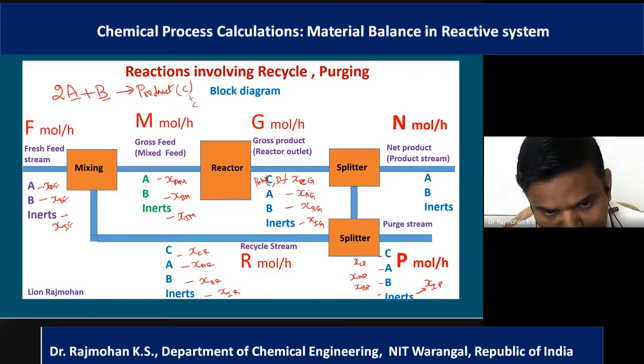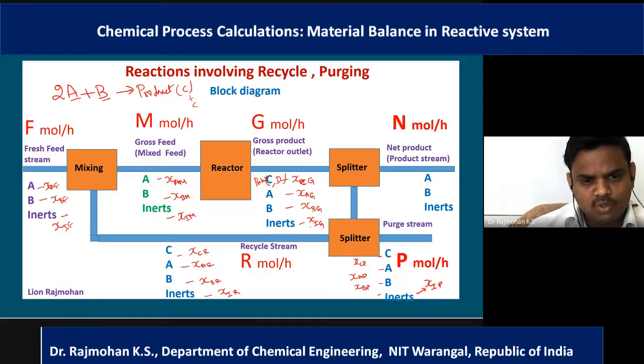If the product stream composition is given, the amounts will be different. Let me say the amount of A in G is not equal to the amount of A in R. I am not saying that. I am telling you the fraction of A present in G is equal to the fraction of A present in R, in P, and in N. So these are mole fractions. The mole fraction will remain the same in G, R, and P.